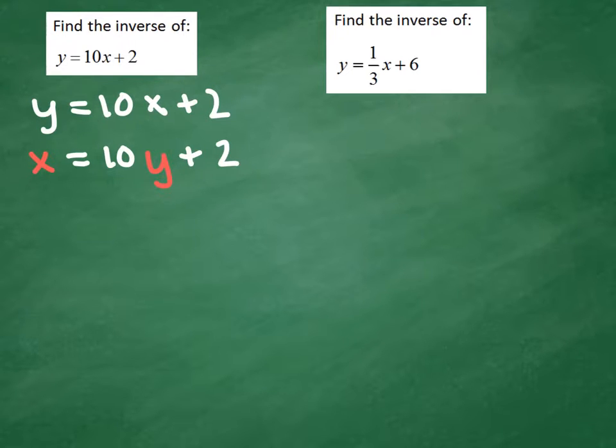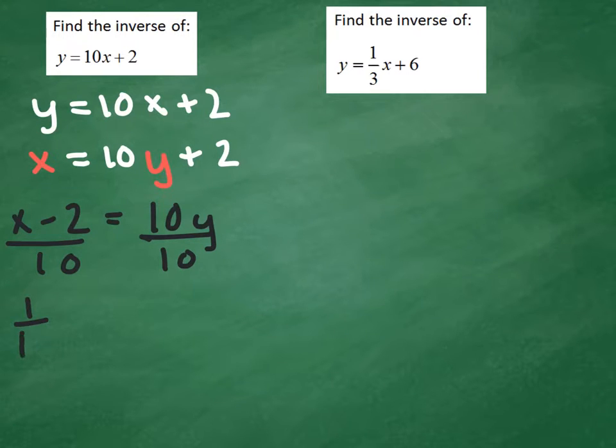The reason we do that is because now as we solve for Y, it will undo what was previously done. So we would have X minus 2 over here equals 10Y. So that was undoing the plus 2. And then we're going to divide both sides by 10. And we get 1/10 X minus 2/10 equals Y.